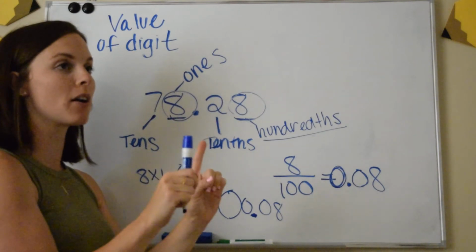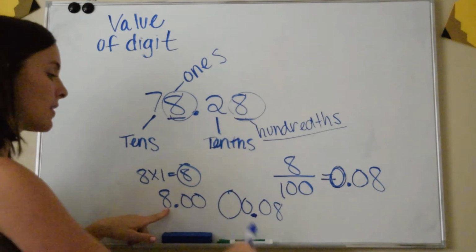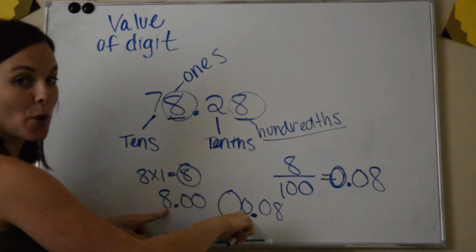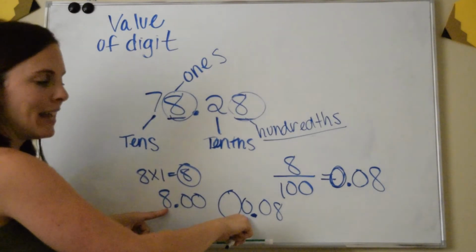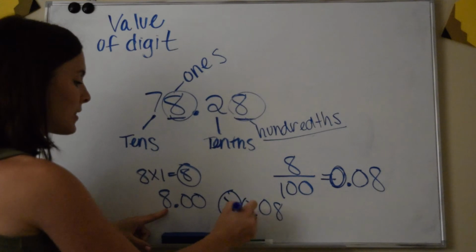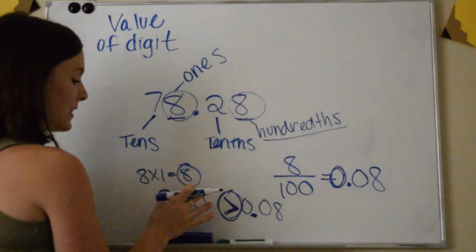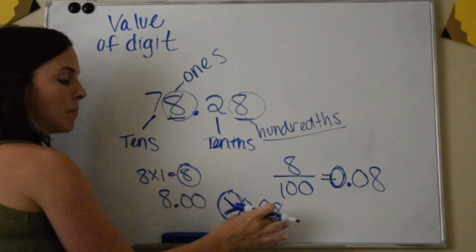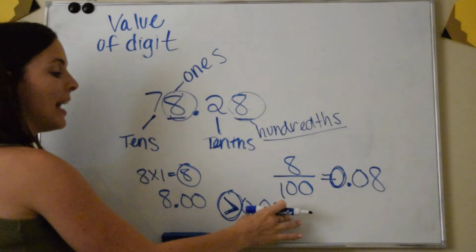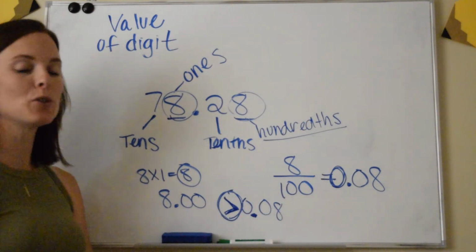You can only compare parking spots that are the same. This is in the ones, this is in the ones. This is worth 8, this is worth 0. Which is bigger? The 8 is. Remember, the alligator wants to eat the bigger number. So if I read this left to right, you always compare left to right. You have to say this is what compared to this. Well, 8 is bigger compared to 8 hundredths. Okay? So I hope that helps you guys.